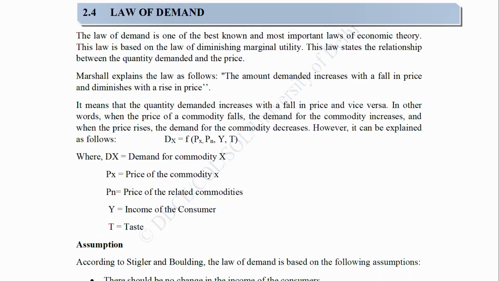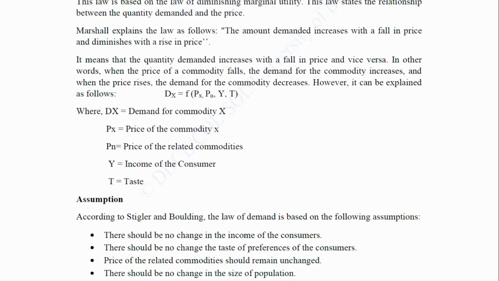It means that the quantity demanded increases with a fall in price and vice versa. In other words, when the price of a commodity falls, the demand for the commodity increases, and when the price rises, the demand for the commodity decreases. However, it can be explained as follows. Demand for commodity X is equal to the function of price of the commodity X, price of the related commodities, income of the consumer, and taste.